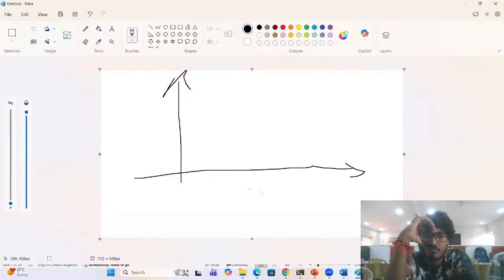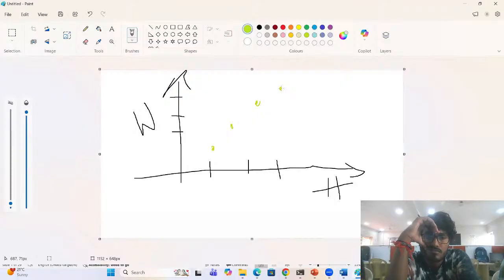So let me draw the height on the x-axis and the weight on the y-axis. For example, the weight is something, the height is something. The height is something and the weight is something. Like that, whenever you do it, you get the corresponding dots like this. A scatter plot is nothing but this. Whenever you get dots like this, from this chart, you can identify so many things.